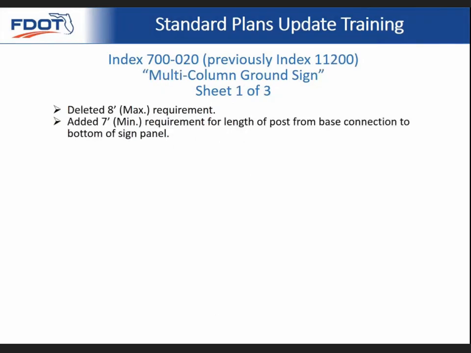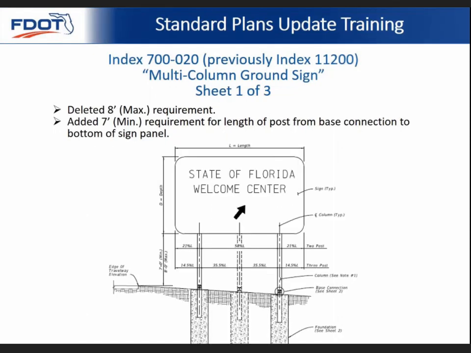Index 700-020, multi-column ground sign. We deleted the 8-foot requirement off of the detail on sheet 1 of 3.